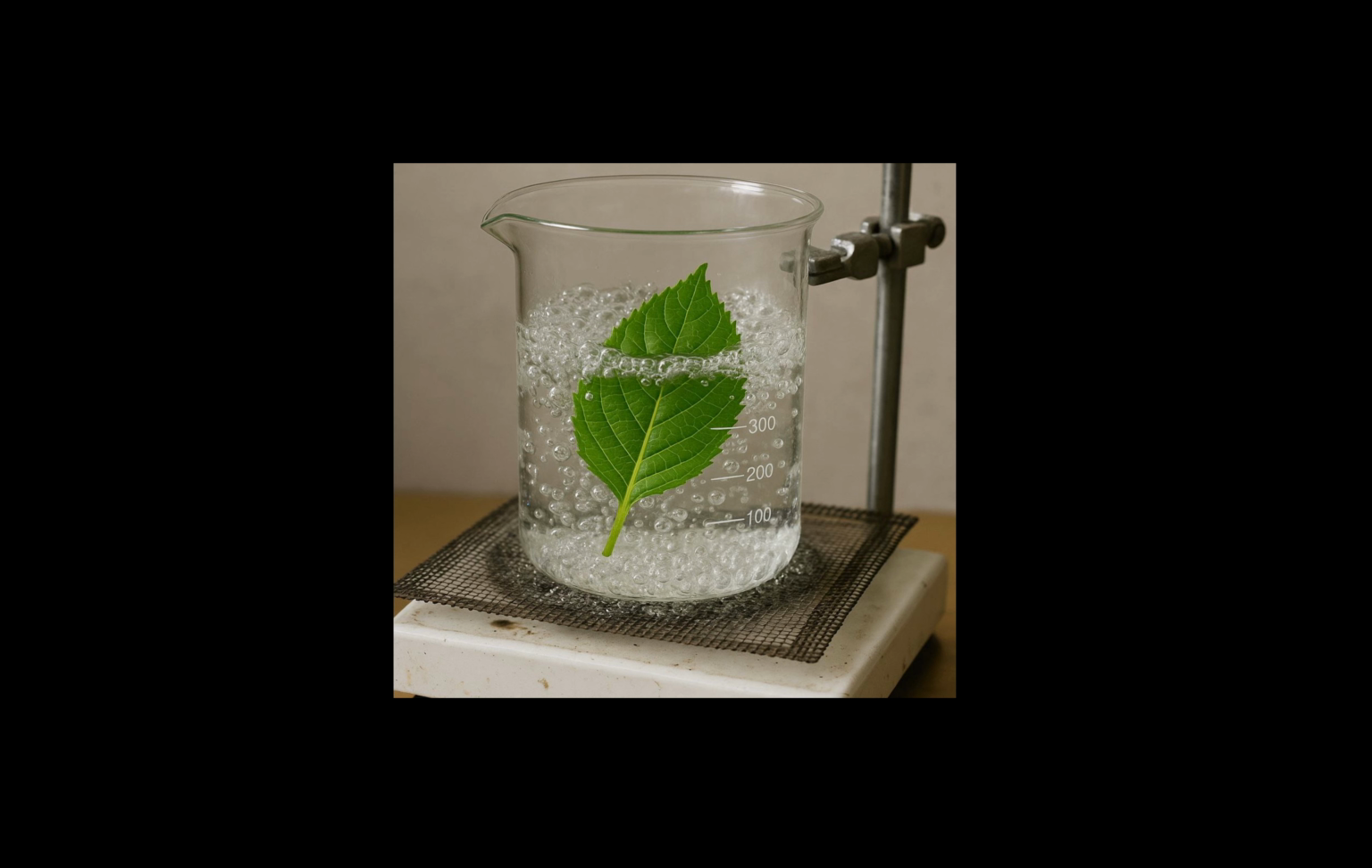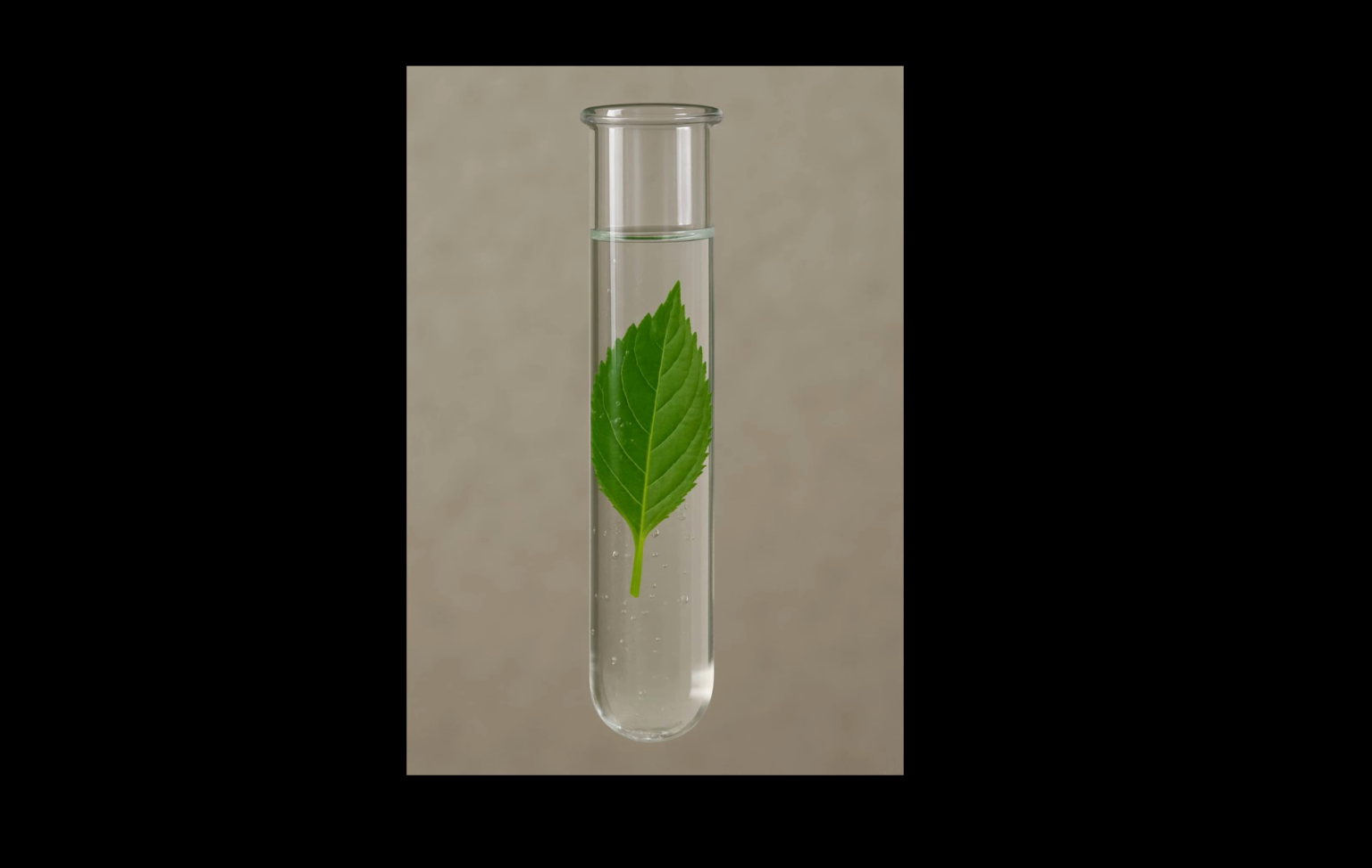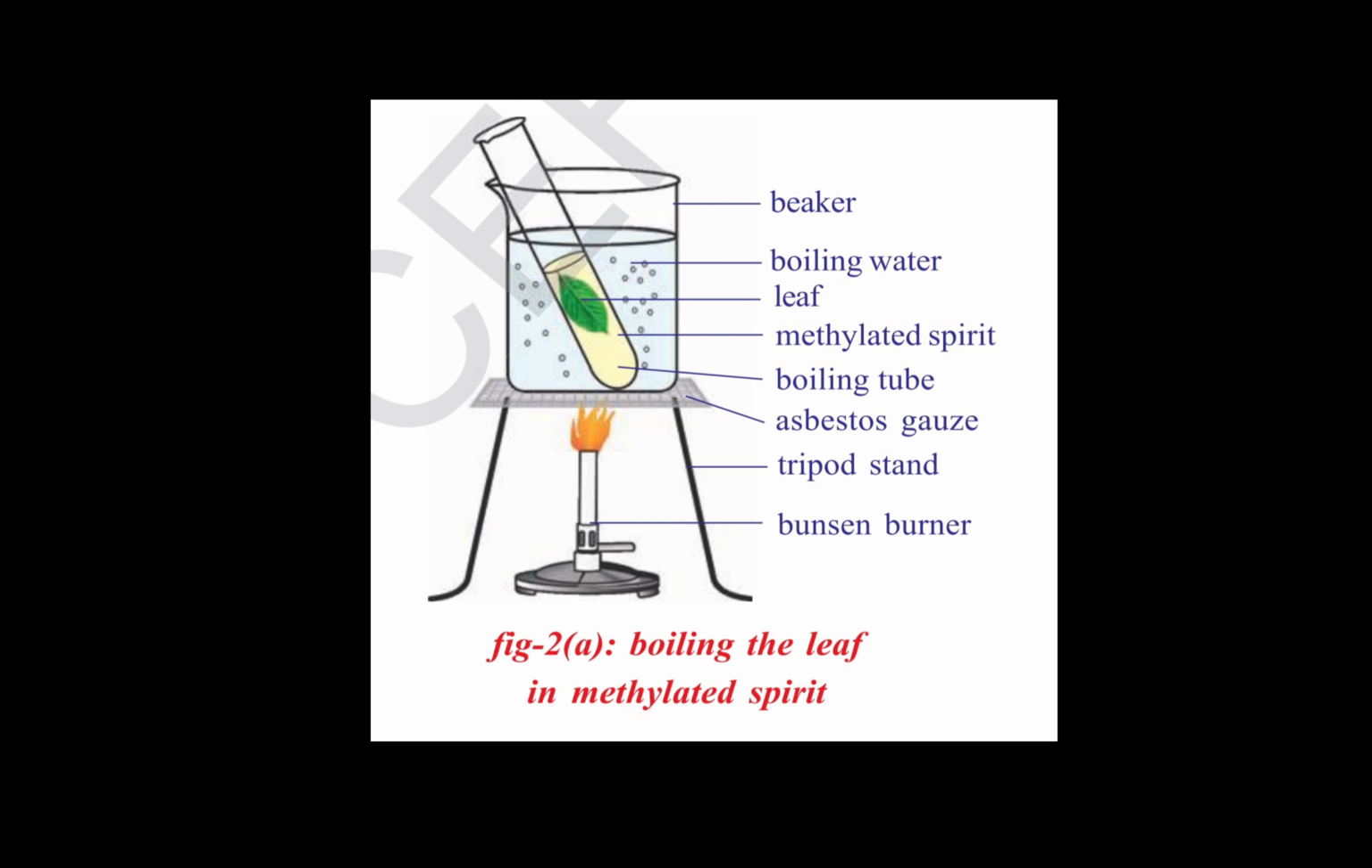The first step includes boiling of the leaf in water in a beaker, just as shown on the screen. And then we have to transfer this leaf into a test tube which has the methylated spirit. Now we have to boil this whole setup, which is a test tube containing the leaf and the methylated spirit, in a water bath. The water bath can be seen on the screen, and it is also mentioned in your textbook. Please remember all the labelings, and please learn how to draw this diagram, because you may be asked to draw it in your exam.